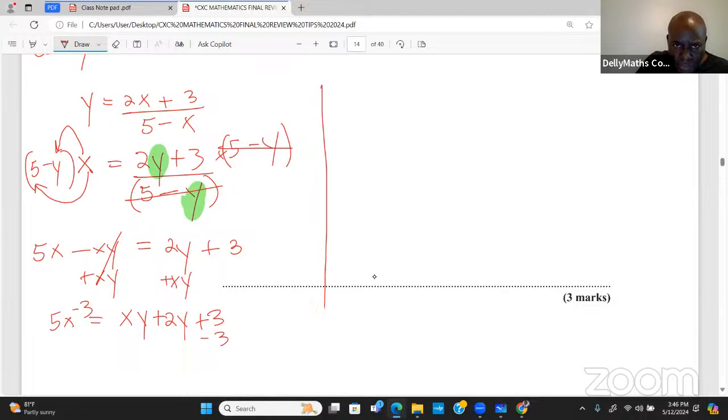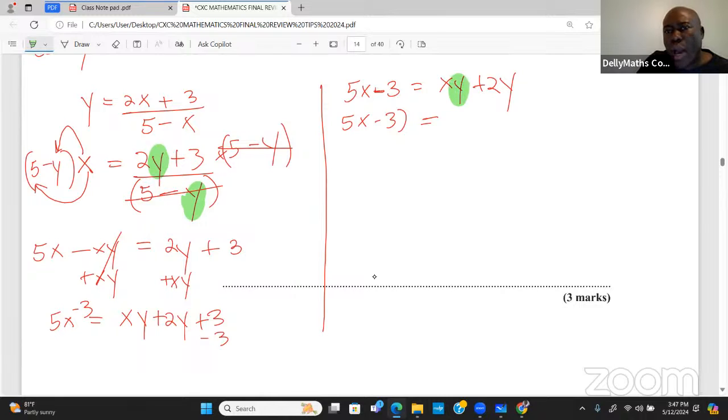Let me put it up here now. Because I subtract 3 from both sides, I'm left with 5x minus 3, which is equal to xy plus 2y, right? That's what I have right now. Remember that the intention is that y is what we're focusing on. So I'm going to have to factorize out the y so that I have one y to deal with, because I'm looking at y here and y there.